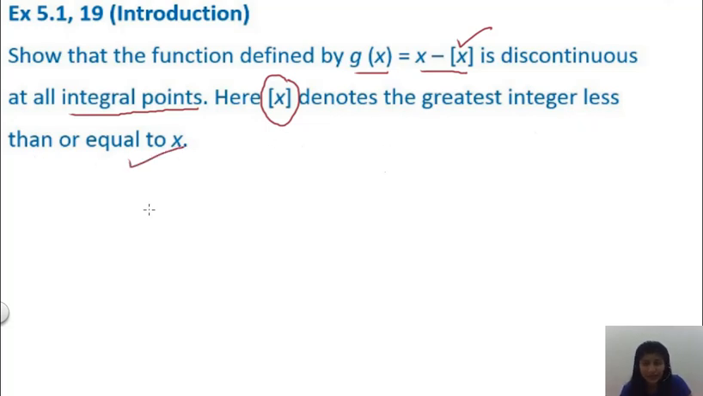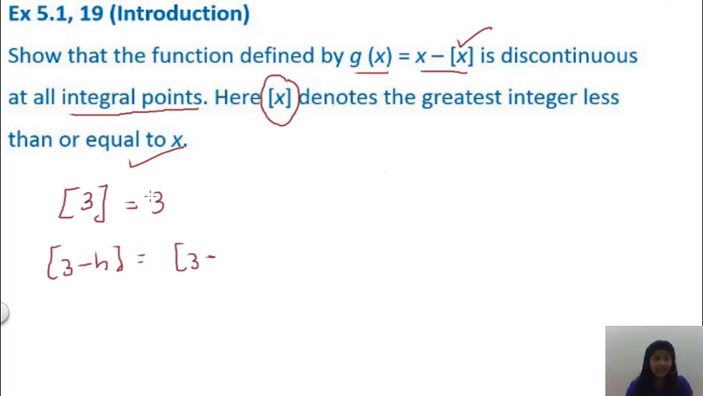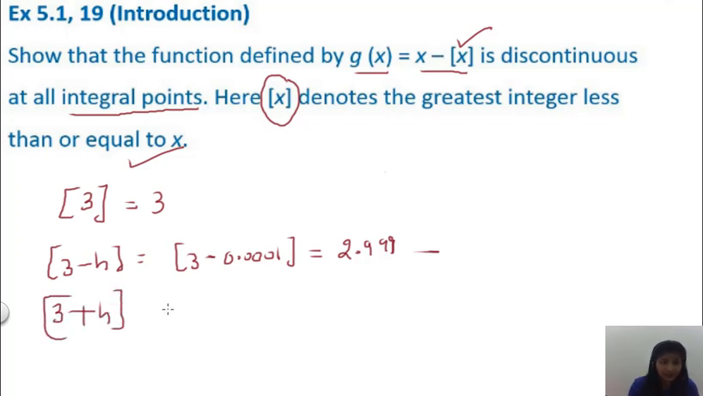Now, I will give you some examples first to solve this. Suppose in the greatest integer function you have a number c, or let us take a numerical number, not with the variable. Suppose I have 3. The answer will be 3. If I do 3 minus h, that means I am doing 3 minus h, where h is tending to 0. That means suppose 0.0001 something. So the answer that you get is 2.99 something, right? And the answer for this will be 2.